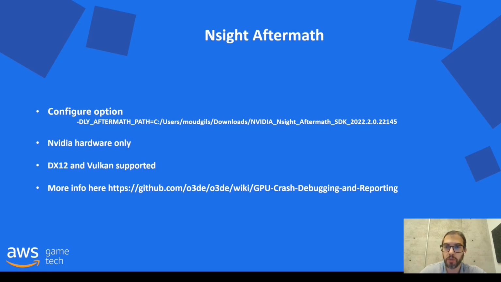During configure, you have to provide the path to the Aftermath SDK directory. Once you've done that, it automatically enables all the Aftermath related code. It only works for Nvidia hardware, and it should work with the DX12 and Vulkan backends. There is some more information at this website on GitHub, so you can go there to get the latest steps. But I'm actually going to be showing a demo on how to use this tool in the next slide.